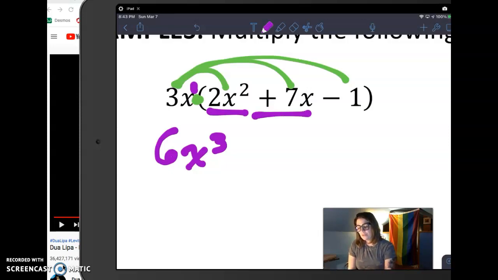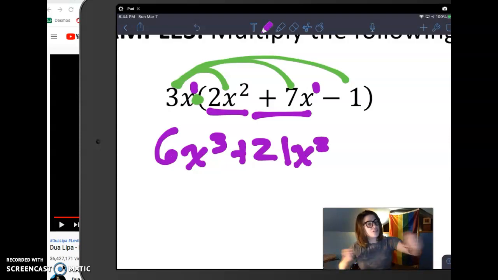We're doing 3x times positive 7x. So 3 times 7. Remember, you have to multiply the big guys. So you get positive 21. And then remember, if you have a naked x, or an x that's alone, it has a secret exponent of 1. So it's 1 plus 1 equals 2. Come on, sing with me, the little ones.